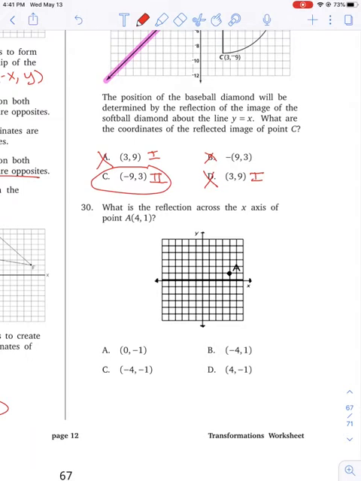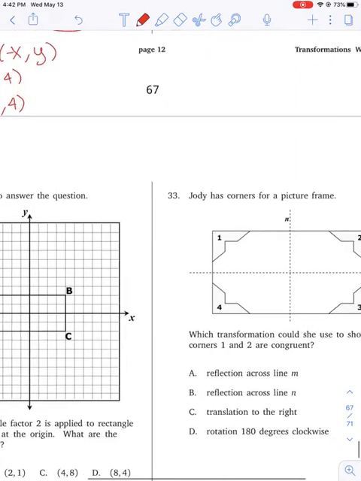Okay, we are reflecting across the x-axis. So the rule for reflecting across x: keep the x the same, make the y the opposite. Reflection's going like that. So A prime keeps the 4 and makes the 1 an opposite. And D is our answer there. I feel like D's been an answer a lot.